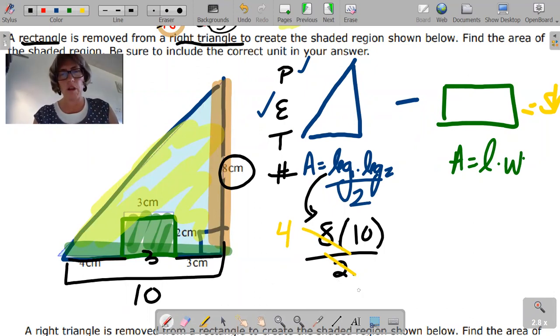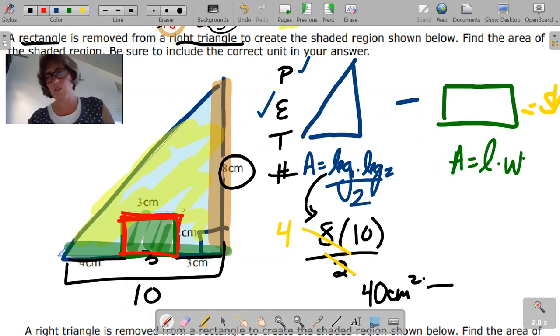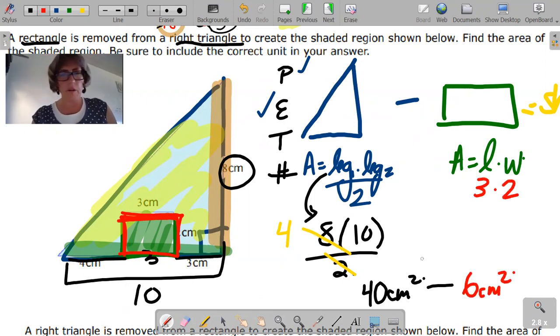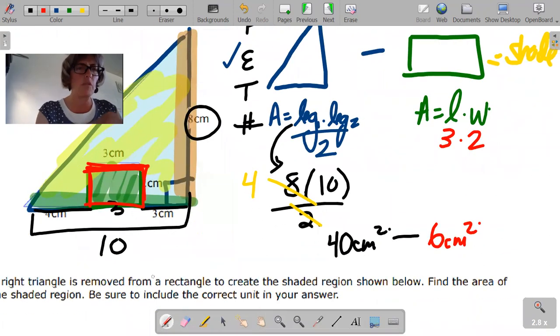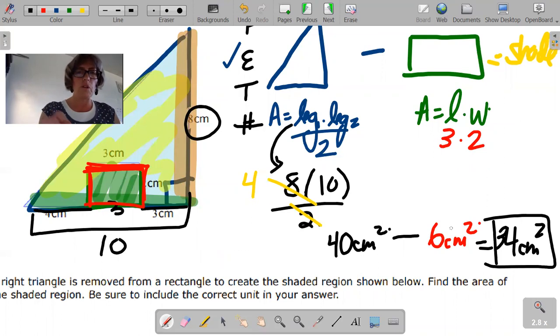So my outer triangle here is going to be 40 cm squared. And we're simply going to take away this. We already have, that's 3 times 2. So that's 6 cm squared, which means my shaded region, of course, is going to be 40 minus 6, 34 cm squared. Pictures, equations, trace, numbers, PET hashtag.